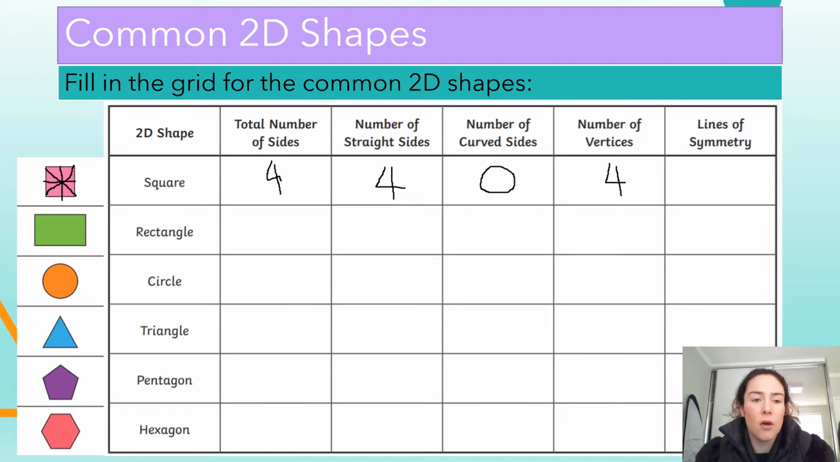So we have 1, 2, 3, 4. 4 lines of symmetry as well. I think that's right. Let me just count to double check. 1, 2, 3, 4. So 4 lines of symmetry. And I want you to think there's a big correlation then between all of the properties of our square shape. So now it's your turn to fill in the rest of them for rectangle, circle, triangle, pentagon, and hexagon as well.